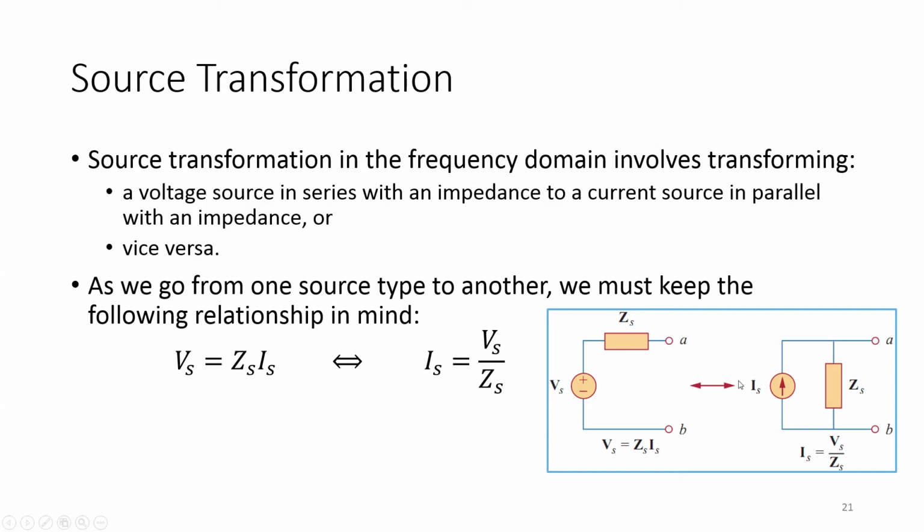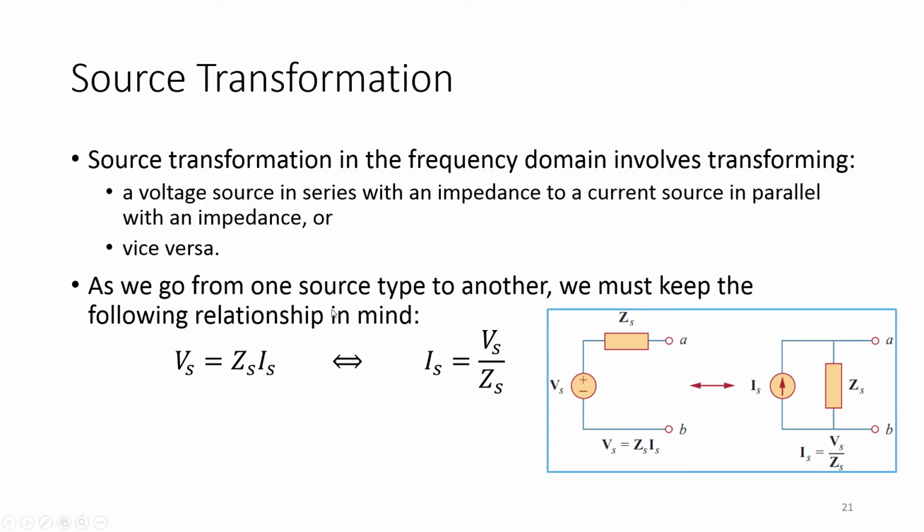The amount of current can be calculated using simple Ohm's law, that is Is would be equal to Vs divided by Zs. And we can also transform from a current source connected in parallel to some impedance into a voltage source connected with series impedance like this one. Here Vs would be equal to Is times Zs. So we must keep in mind that this Z is impedance and it can be a complex number if we have inductive or capacitive elements in the circuit.